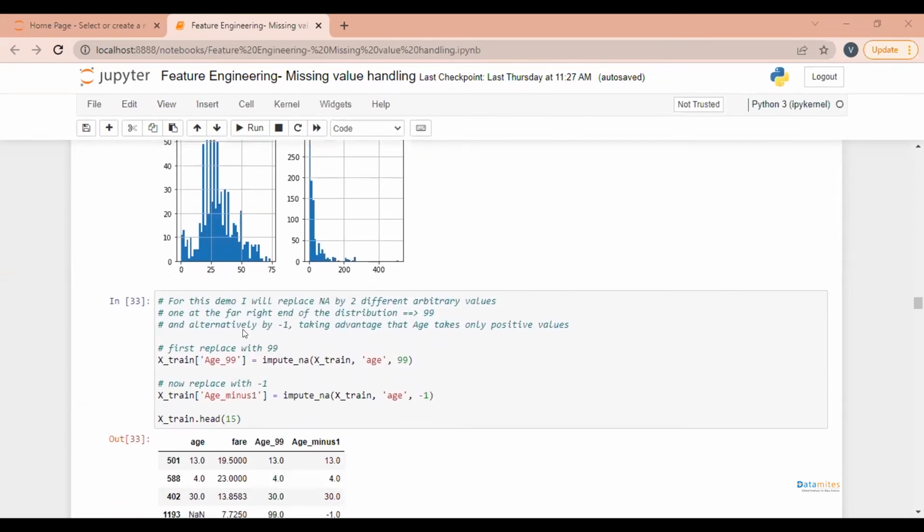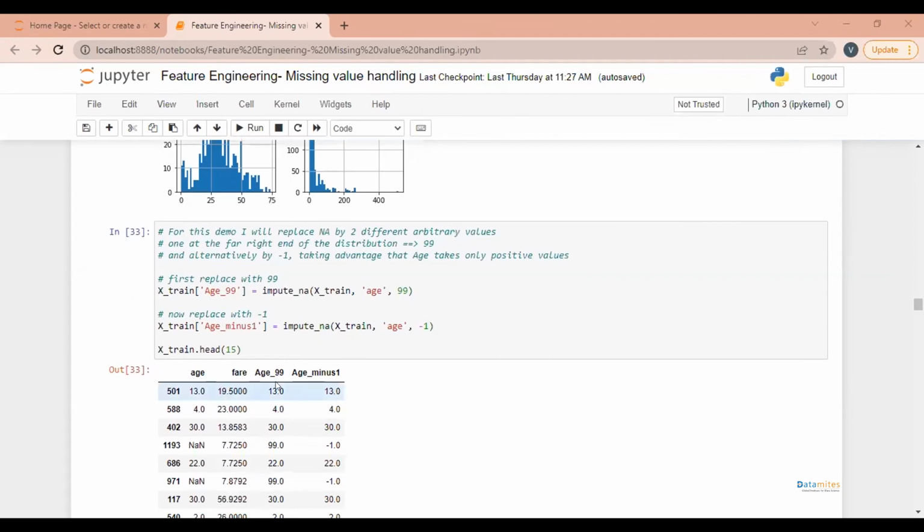So let's do that. First, I've introduced two more columns in the data frame: age after imputation with 99 and age after imputation with -1. With both, we will observe how these change the variance and the distribution of the variable age, and we'll compare them with the necessary visualizations.